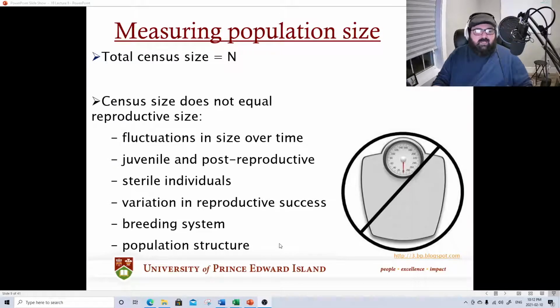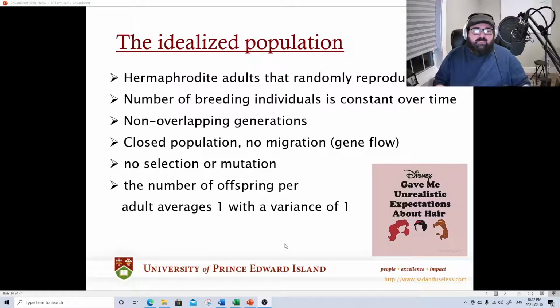That makes it really hard to compare a group of antelope to a group of ants, to a group of Mauritian kestrels, because all of those things will be very different between species. So we do something instead. We create the idealized population. In an idealized population, all of your adults are hermaphrodites that randomly mate. The number of breeding individuals is constant over time. There are non-overlapping generations. It's a closed population with no migration. There's no selection and no mutation. And the number of offspring per adult is 1 with a variance of 1. So the population is stable. It's not growing or getting smaller.